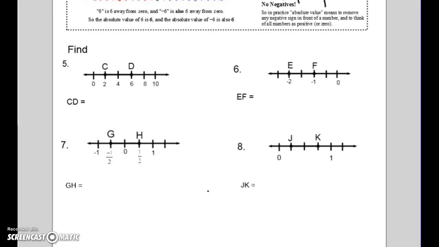Okay, on this one, we're going to find CD. How is this one different than the one that we've already done? Yeah. It's going by 2s, and it doesn't ever go through 0. So that means whatever I do, I'm going to have to subtract 2 from it, right? And I have to count by 2s.